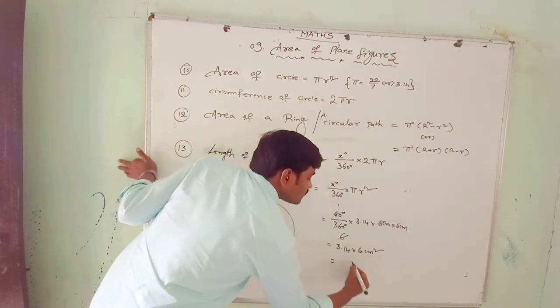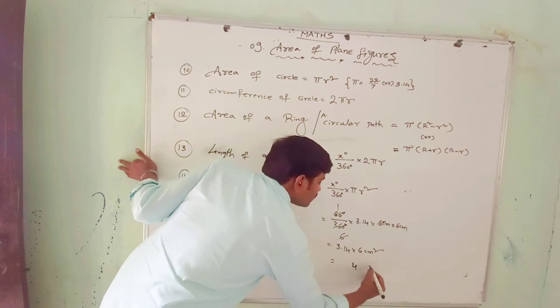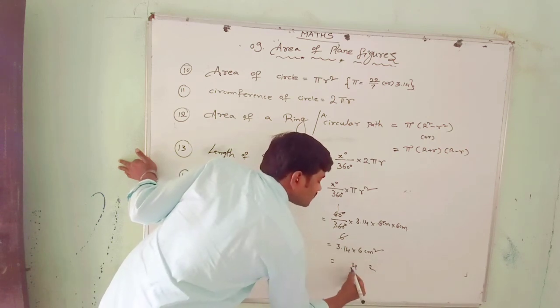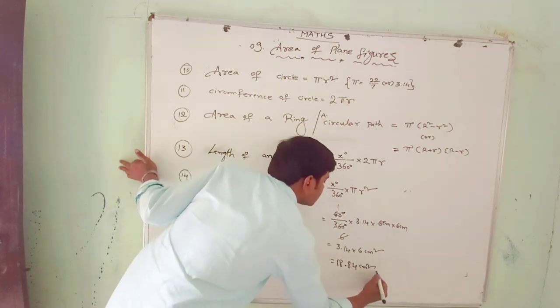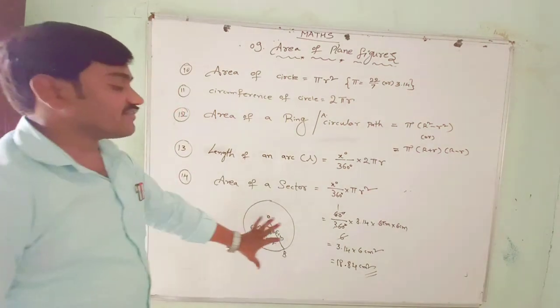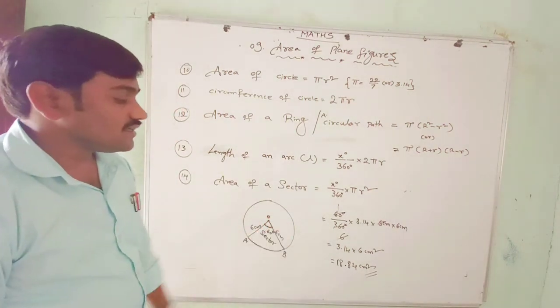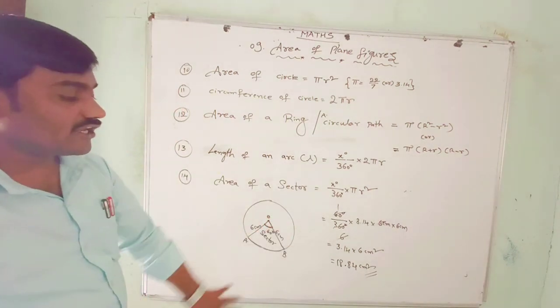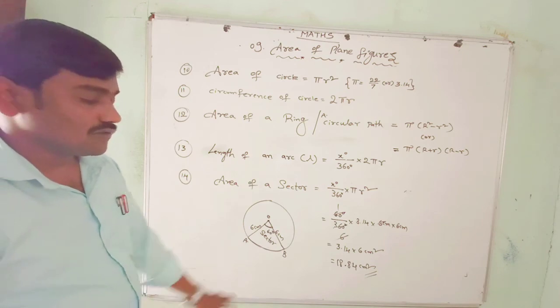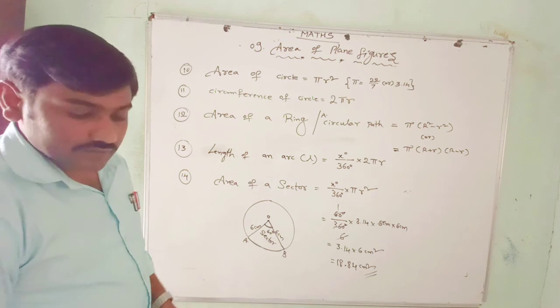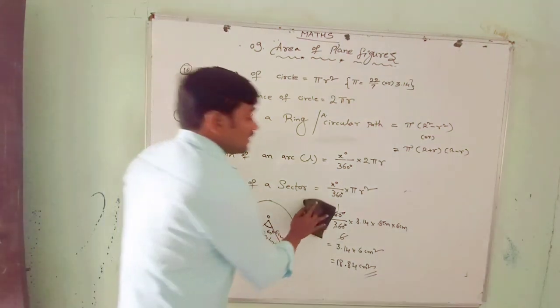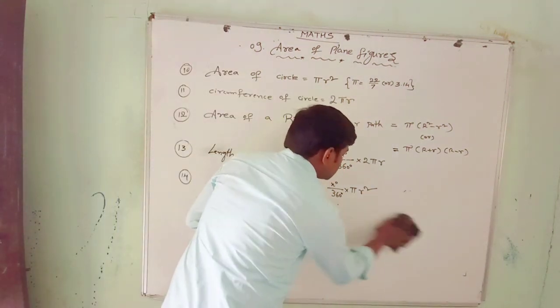Then let us multiply. 6 fours are 24, 2 carry, 6 ones are 6 plus 2 is 8, and point here, 6 threes are 18. It is centimeter square, and this is the area of the sector: 18.84 centimeter square.